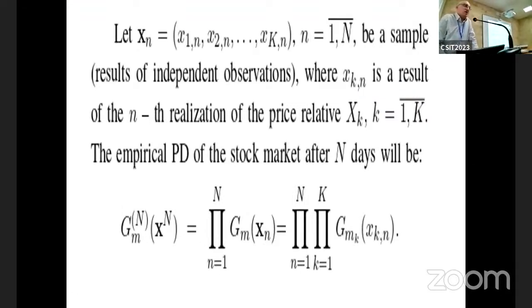For that reason, we need to do a test. For doing a test, we need a sample. So this is our sample, where x_kn is the result of n realizations of price relative x_k. And in that case, the empirical PD will be this one.